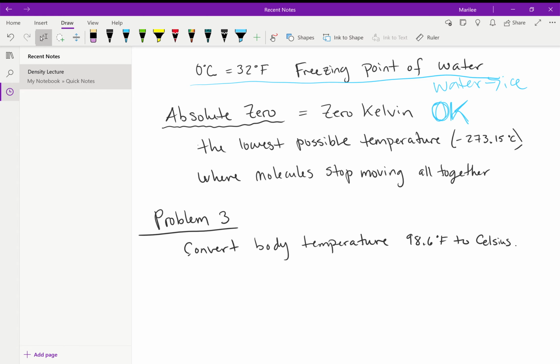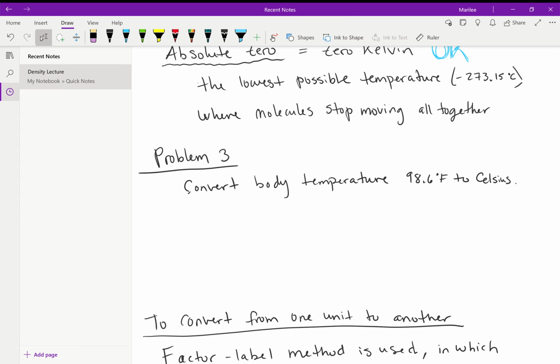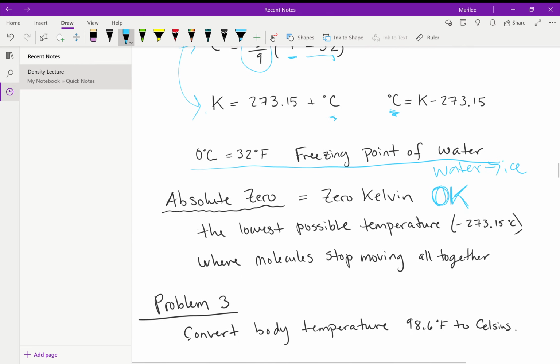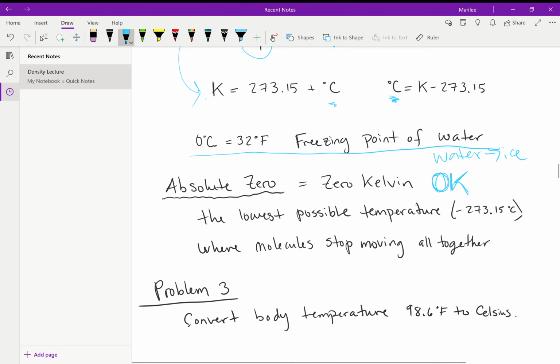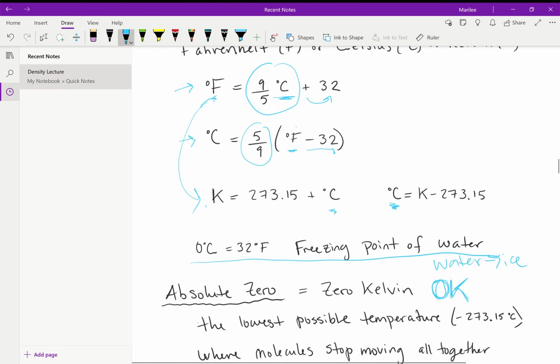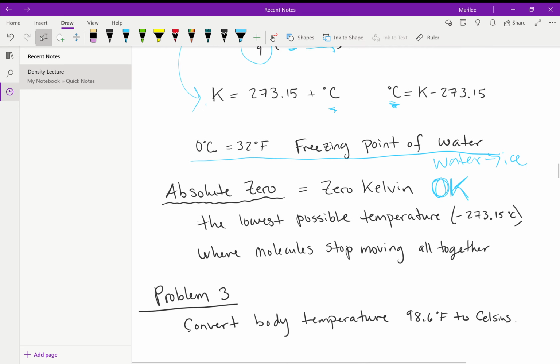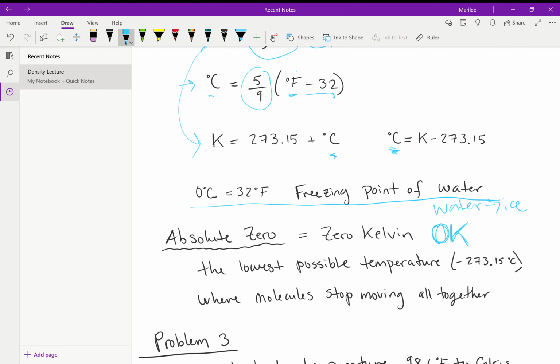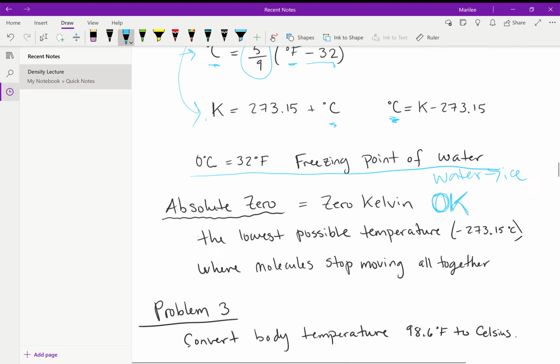Let me go over problem 3 here. Problem 3 says convert body temperature 98.6 degrees Fahrenheit to Celsius. So what's the equation we're going to use? We're going to go from Fahrenheit to Celsius. So we have to find C. We have to calculate Celsius.